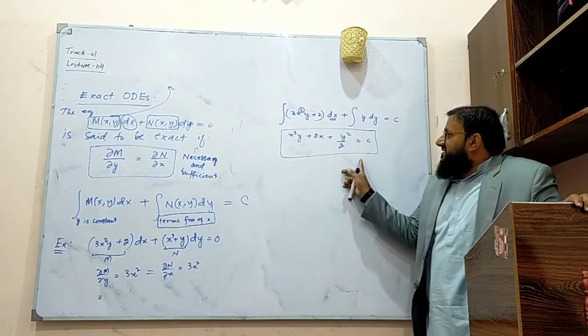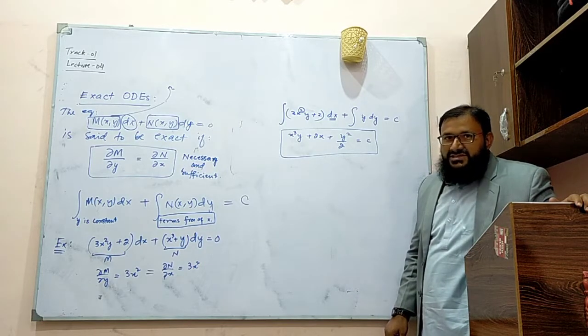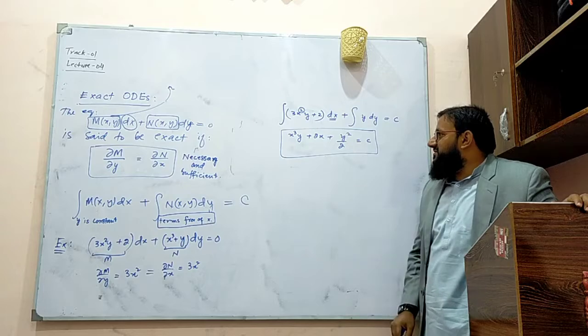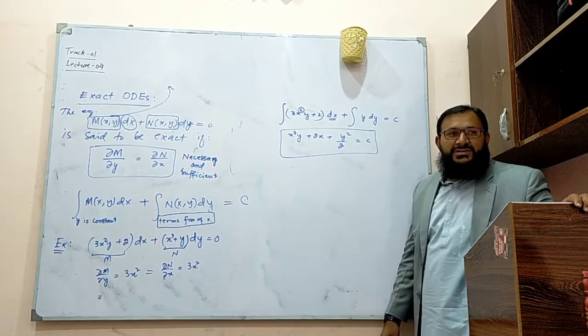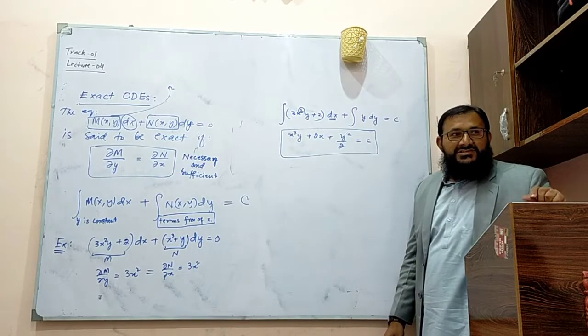Okay, so is this a general solution or particular? General solution involves an arbitrary constant. Is this implicit or explicit? Implicit solution or explicit?